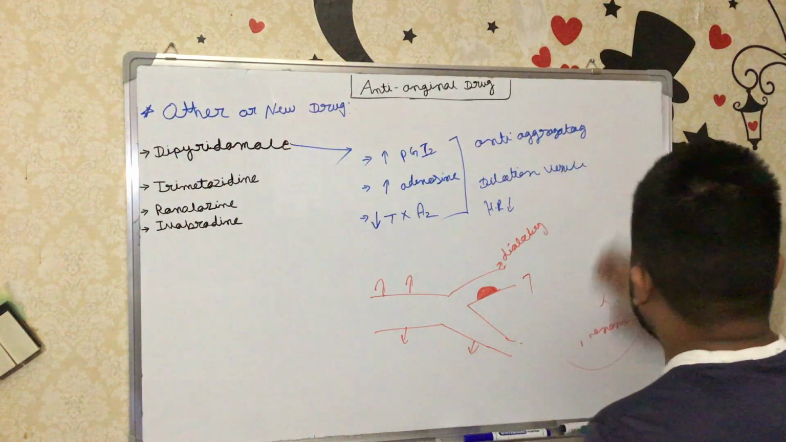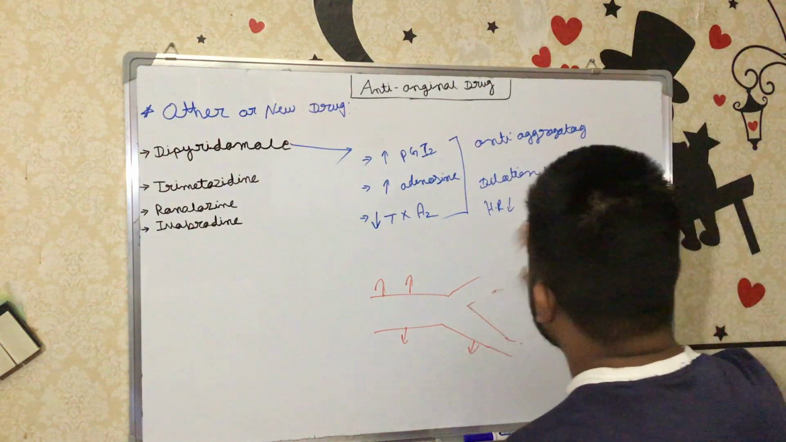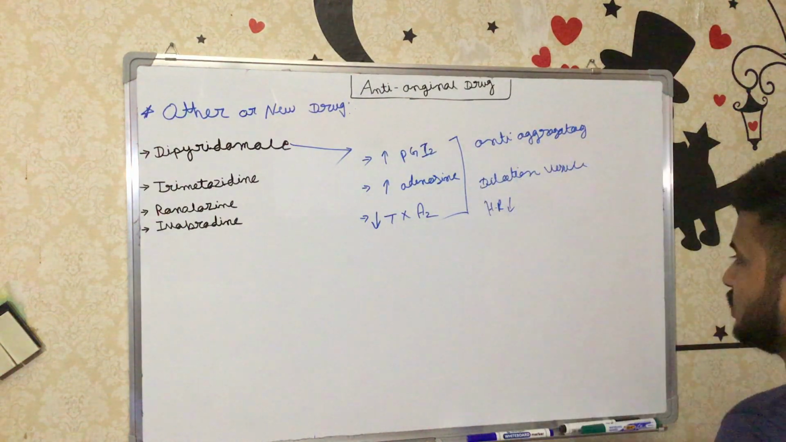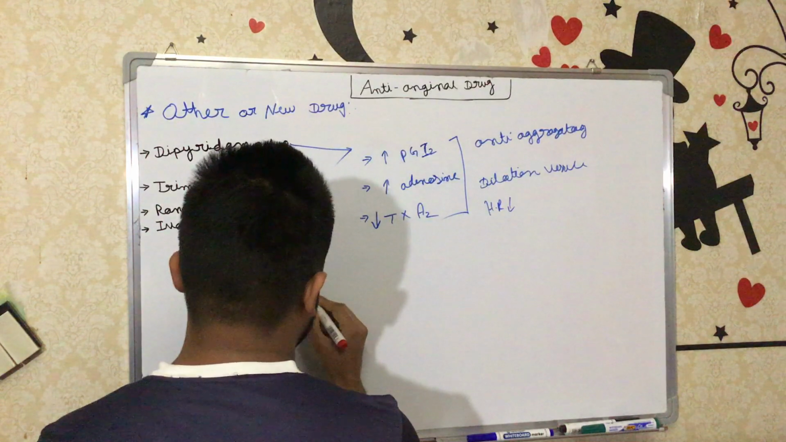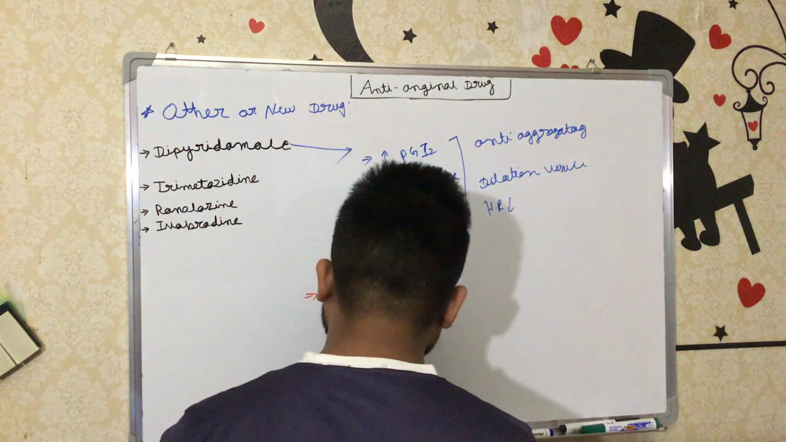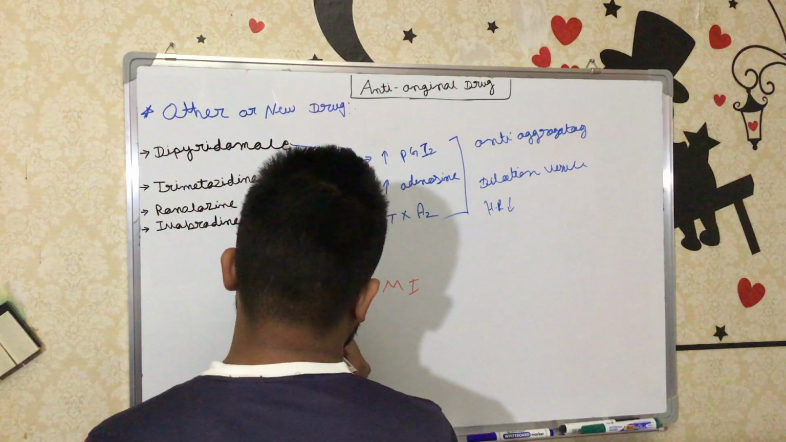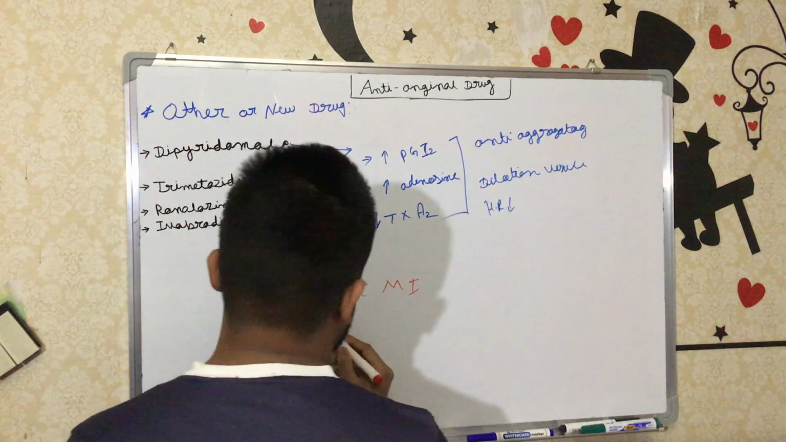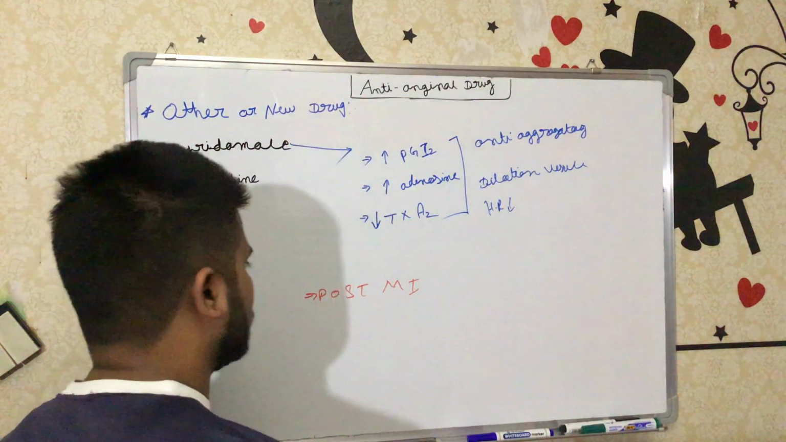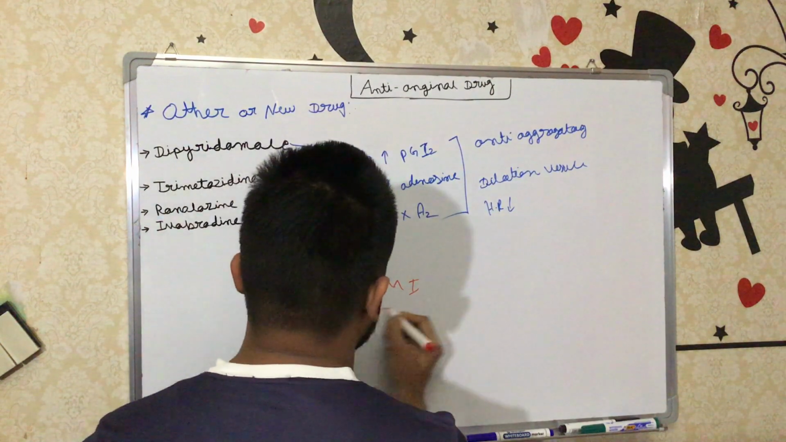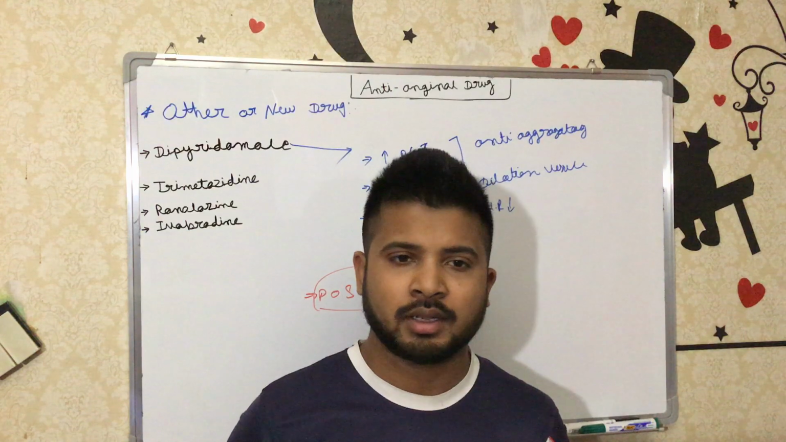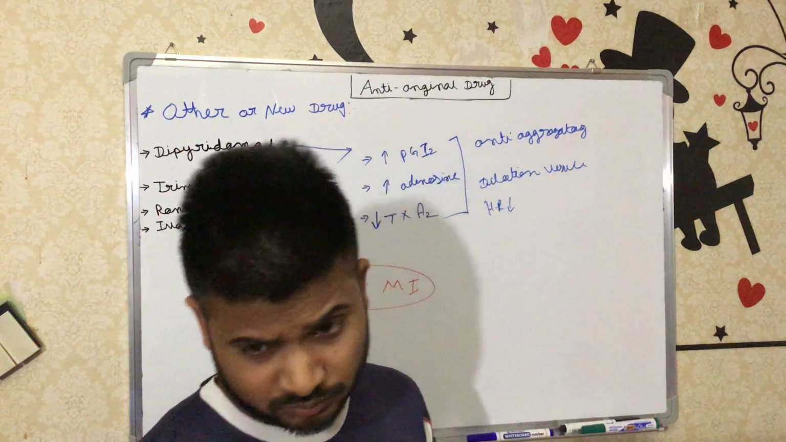But obviously this drug has very potent coronary dilating effects, so that's why we can use it in post myocardial infarction. Mostly we can use it in post MI, because it has an anti-aggregatory effect, so it is more helpful in post MI.